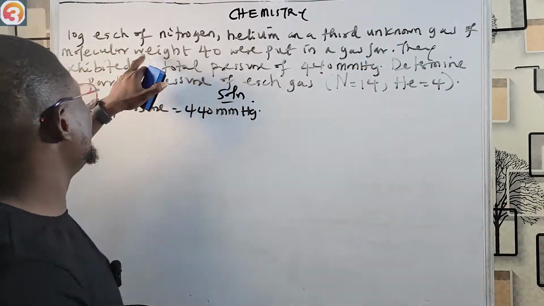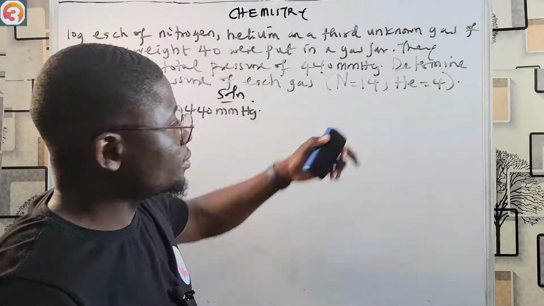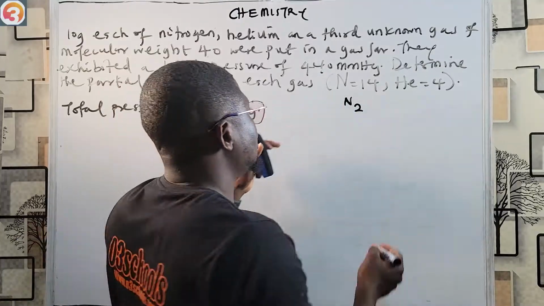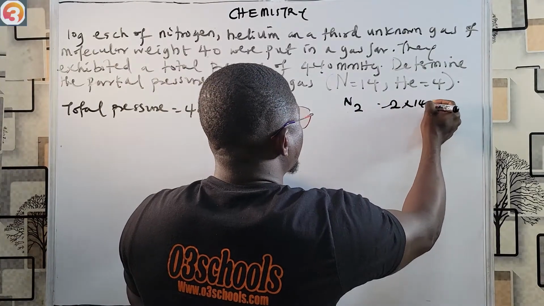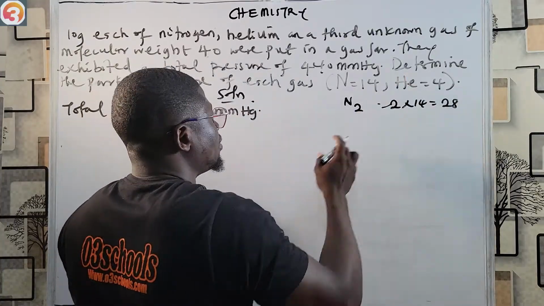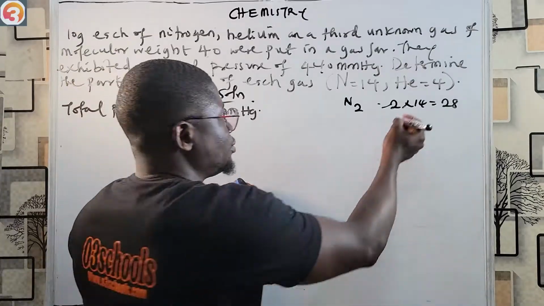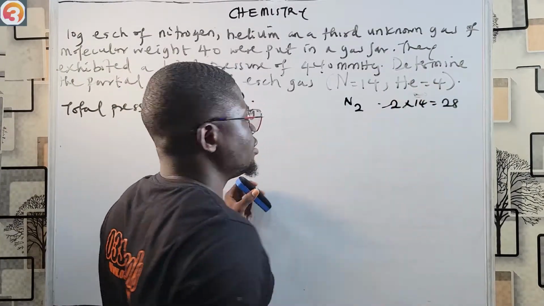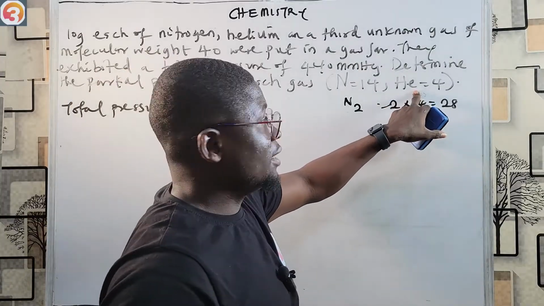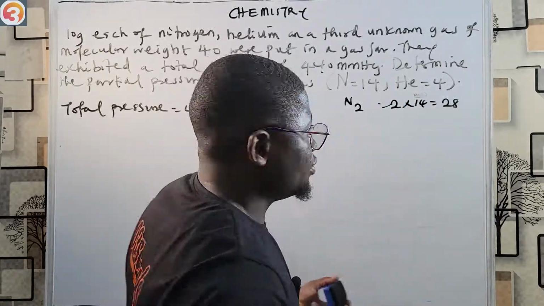We know the molar mass of the third gas. For nitrogen, the atomic mass is 14, and nitrogen is always N2. So the molar mass of nitrogen will be 2 times 14, which is 28. Now helium is always He, so there's no subscript 2 there. That means the molecular weight of helium will be 4, and that of nitrogen will be 28.